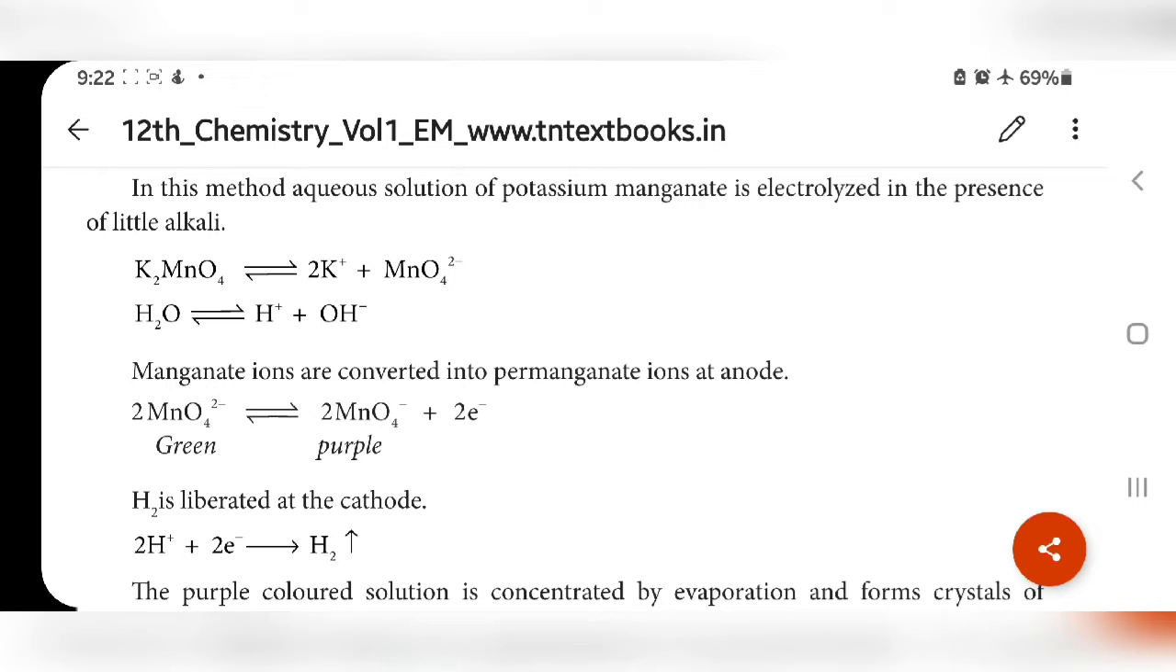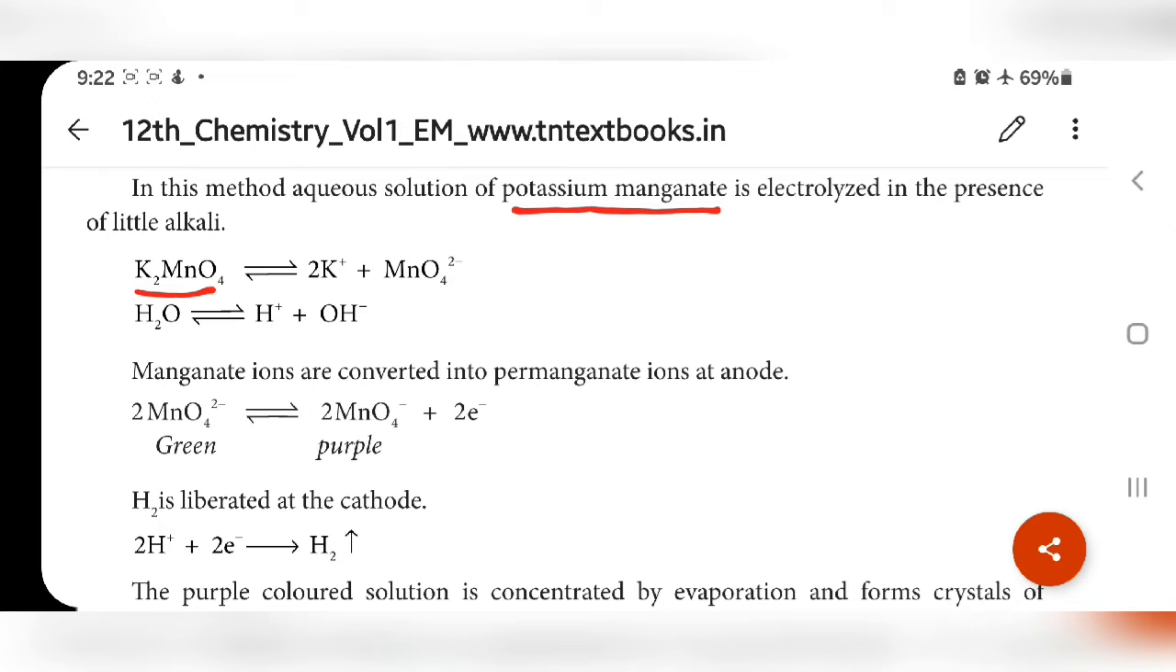Or by using electrolytic oxidation, we can convert potassium manganate to potassium permanganate. In this method, an aqueous solution of potassium manganate is electrolyzed in presence of a little alkali. So, this is potassium manganate K2MnO4. If it is ionized, it gives 2K plus and MnO4 2 minus, and water is ionized, it will give H plus and OH minus.